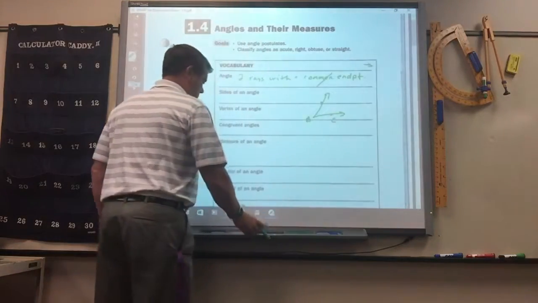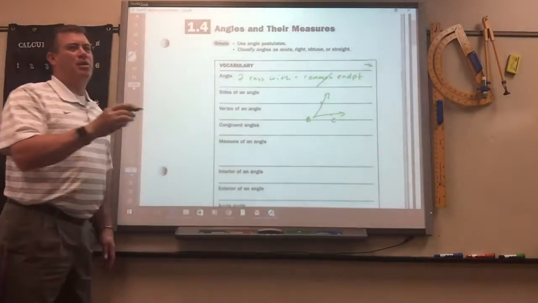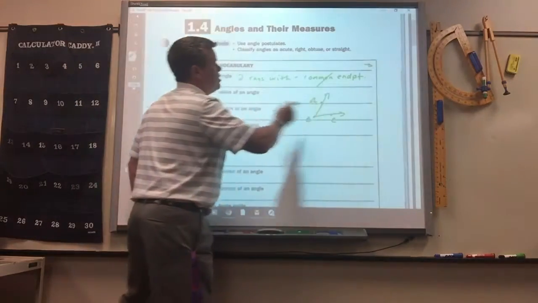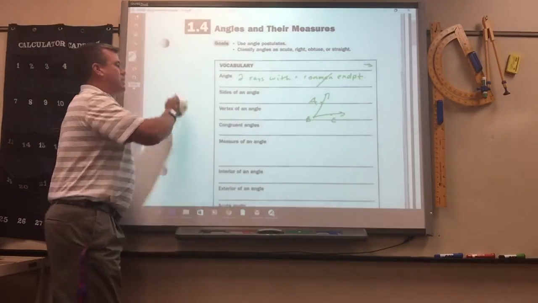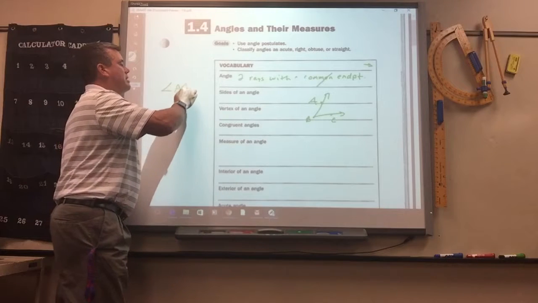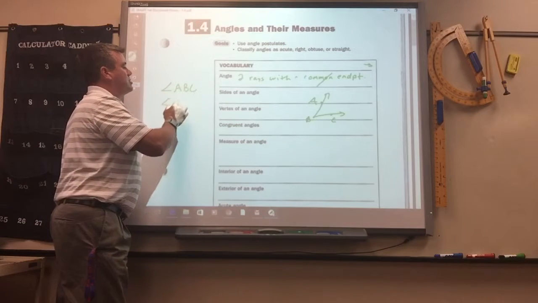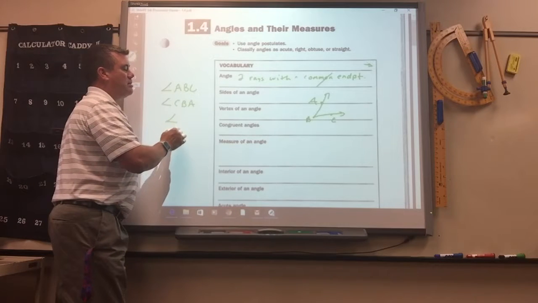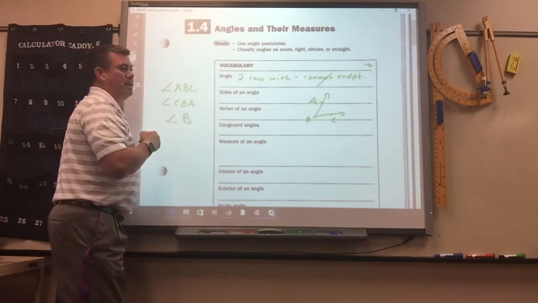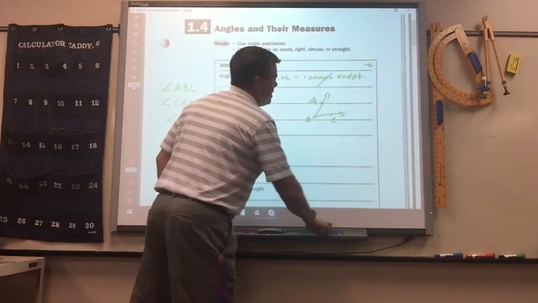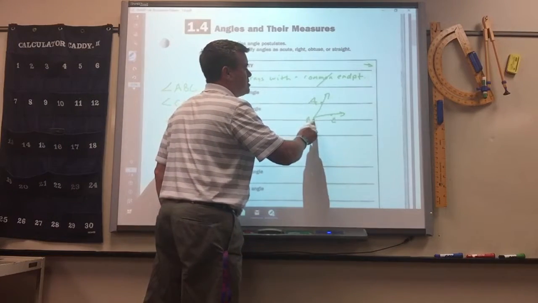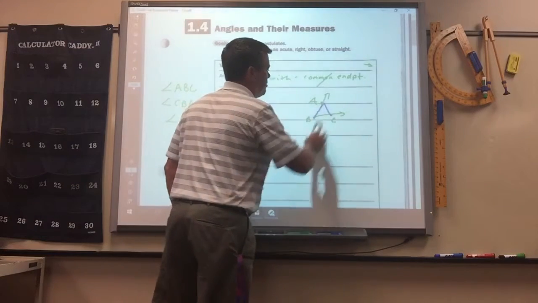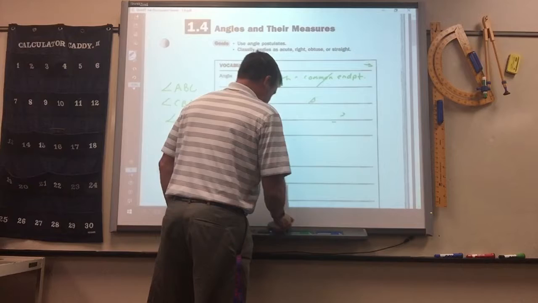Now, when you name these angles, just like when you name a line, you got to put a symbol. This angle right here could be named three ways. It could be angle ABC, it could be angle CBA, or the easiest, angle B. You can't say angle BAC because BAC means start at B, go to A, and then to C. That's a different angle.